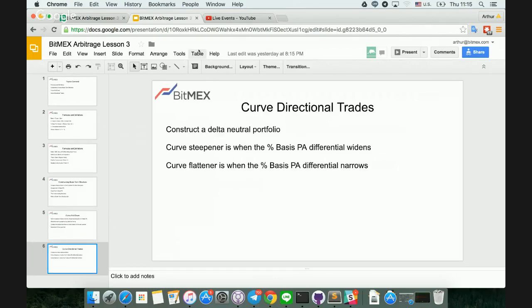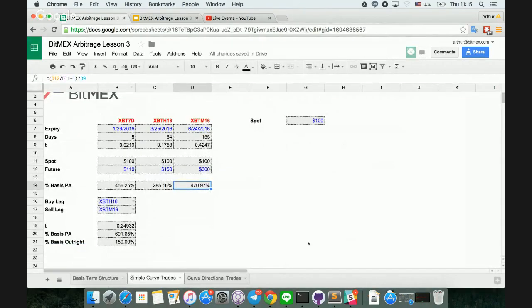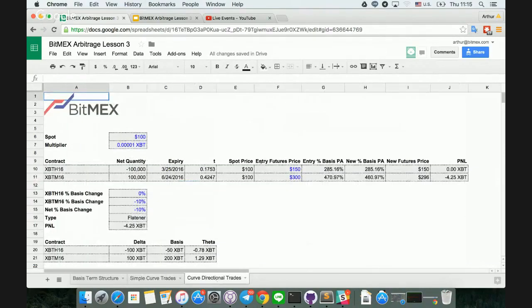And now let's transition into curve directional trades. So if we go to the next slide here. So now we have a portfolio of some futures contracts. And we have H16 and M16 futures contracts. Now let's say, and this is the term structure, the H16 is trading at $150 and the M16 is trading at $300.